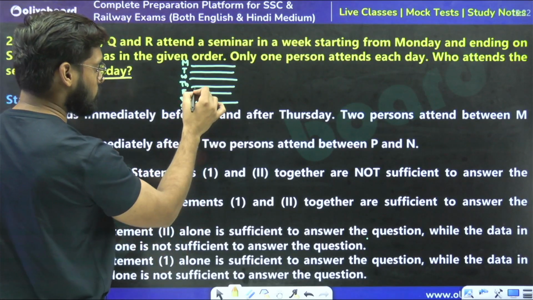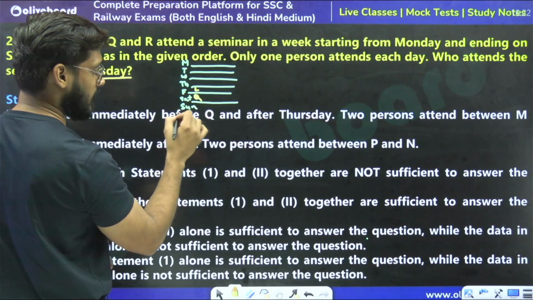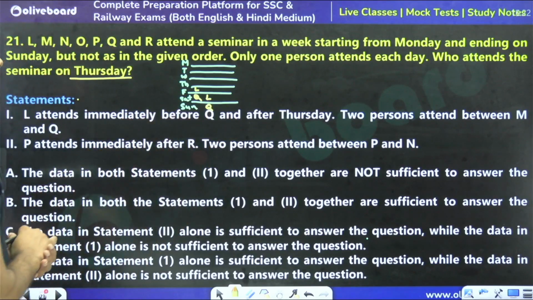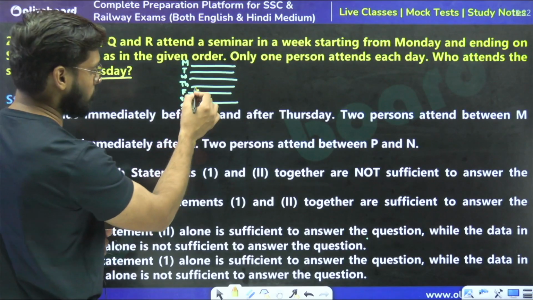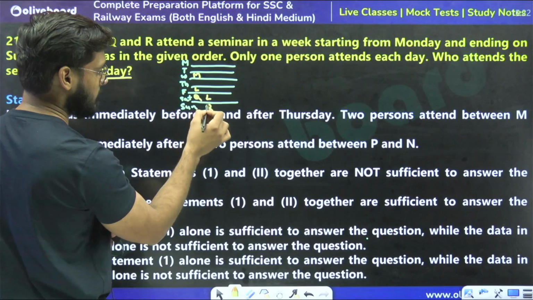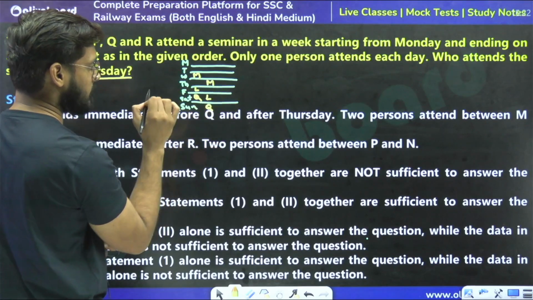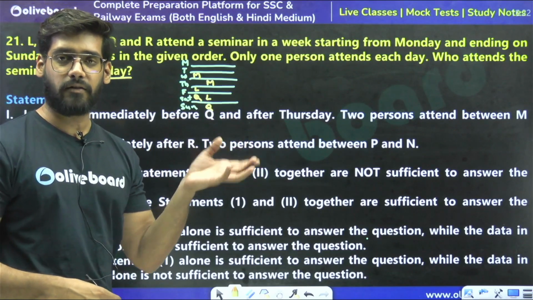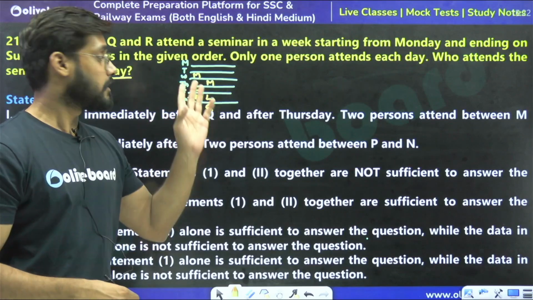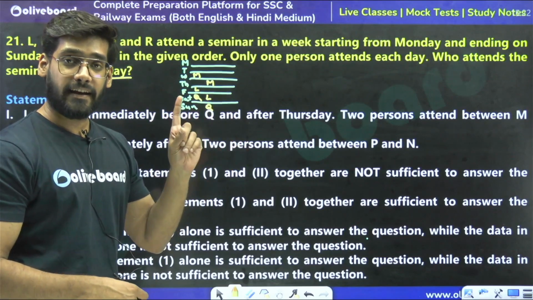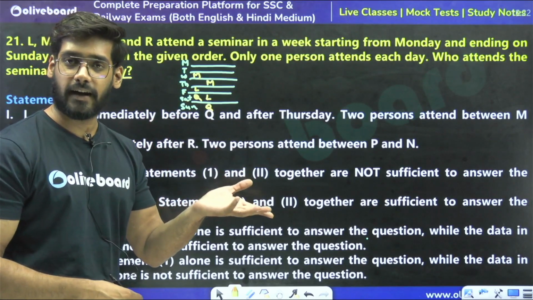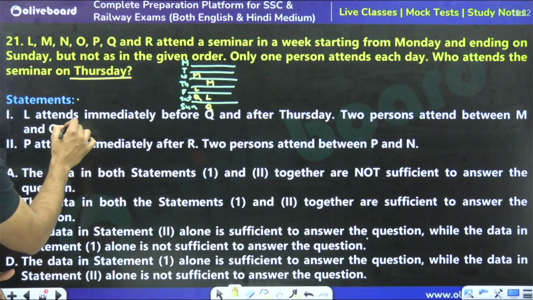L attends immediately before Q, so L and Q can be fixed like this, and like this. Two persons attend between M and Q, so 1 and 1, 2. M can come over here. By solving statement 1, we get that on Thursday M is coming in one case. But to get the answer from the second case, we should eliminate the first one, and the first one is not getting eliminated. So statement number 1 alone is not sufficient.